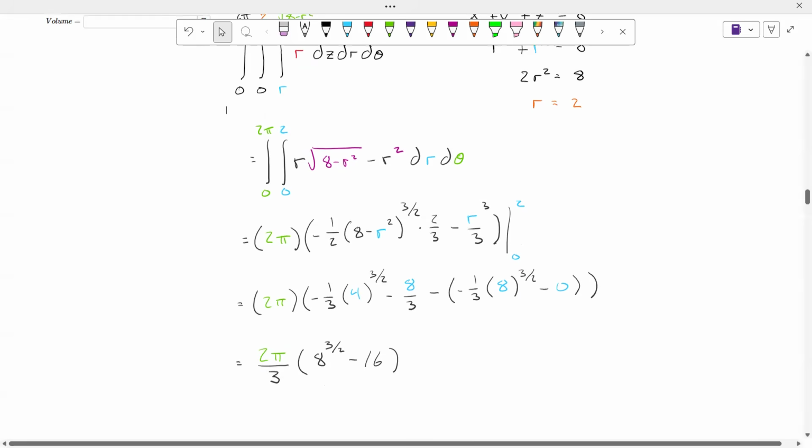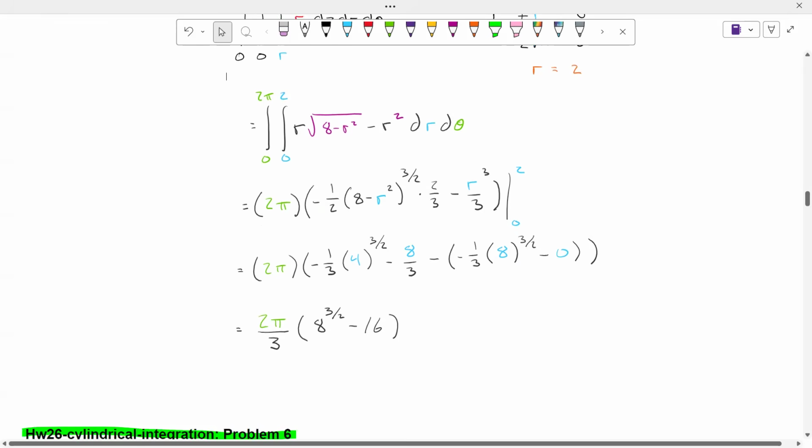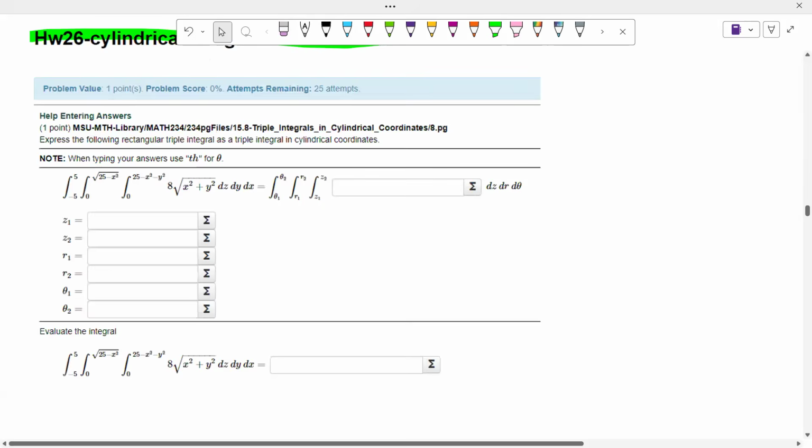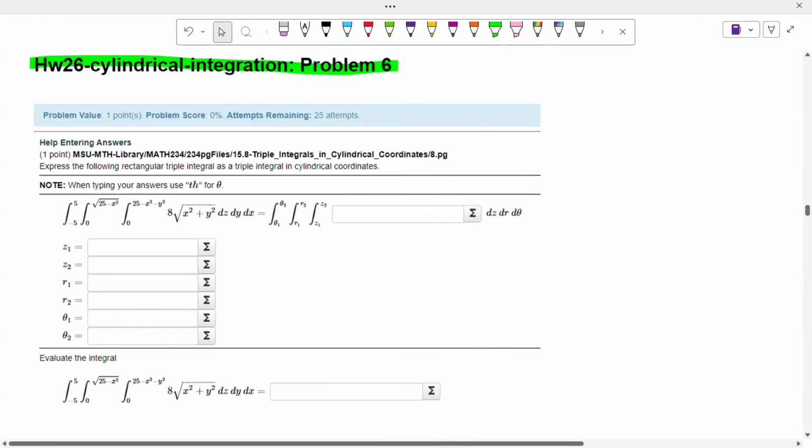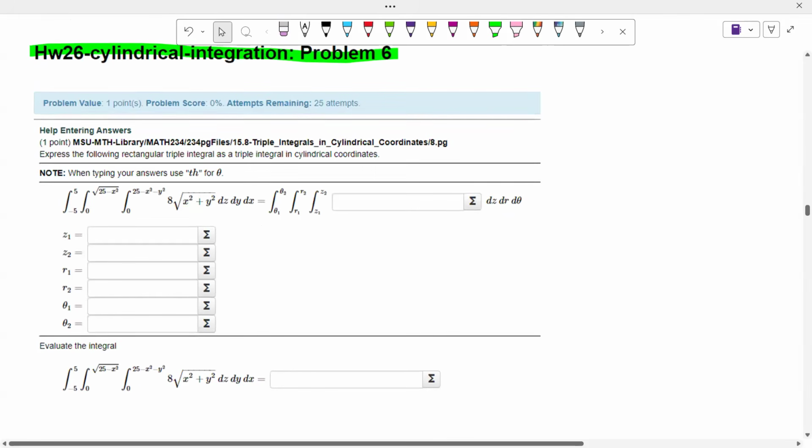Evaluating from 0 to 2 gives the result of 8 to the 3 halves minus 16. And then all that multiplied by 2 pi over 3. So I just went ahead and did that one. Let's look at the last couple. Over here, we've got another triple integral problem. I'm just looking to set up.